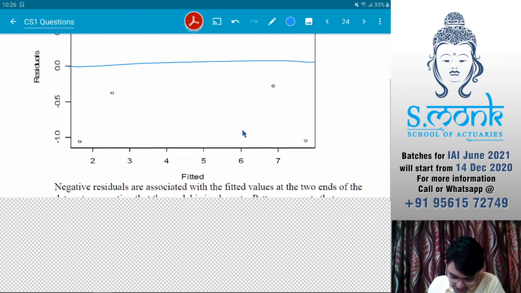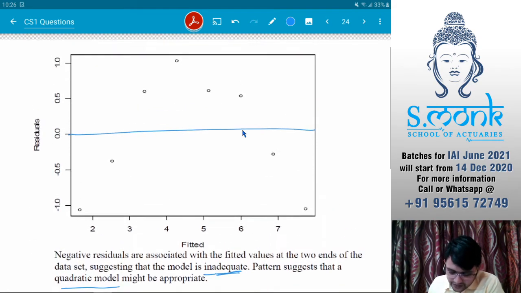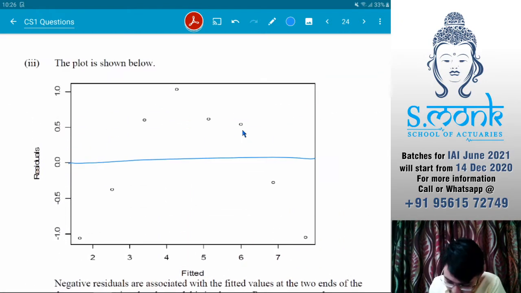Okay, so you can see here negative residuals are associated with the fitted values at the two ends of the data set, suggesting that the model is inadequate. The pattern suggests that a quadratic model or a curved model, you can use the word curved model or the word quadratic model, might be appropriate. Okay. Now that does not mean this is a bad fit. You can actually calculate the fit of the model. Now fit of the model is nothing but r square written in percentage form.